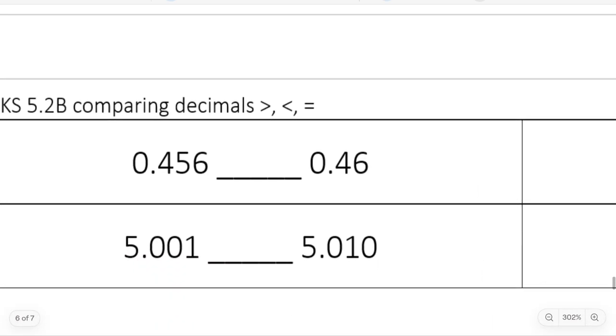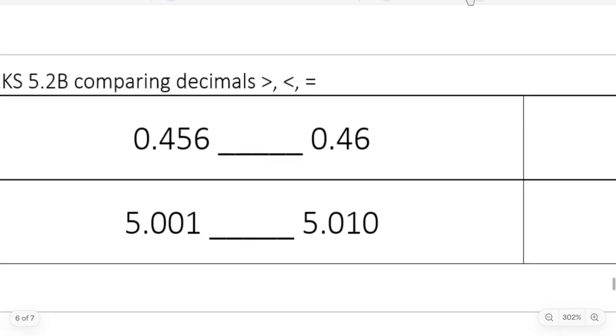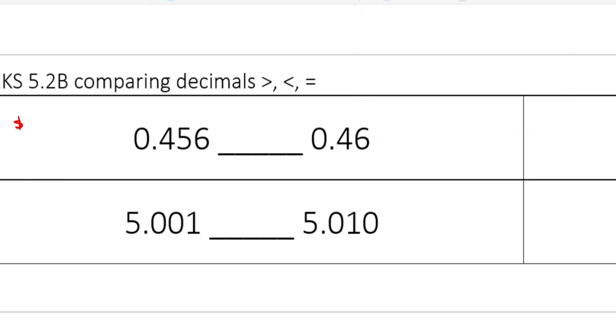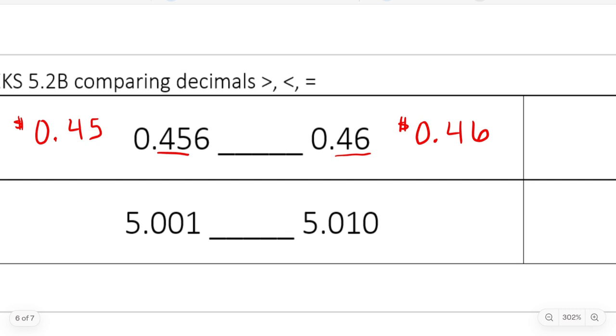Okay, let's keep going, do a few more examples. Okay, let's go right here. So on this side, I have $0 and 45 cents. On the other side, I have $0 and 46 cents. Okay, so I'm looking at my two monies that I have there. Well, 46 cents is more than 45 cents, so here's the one.